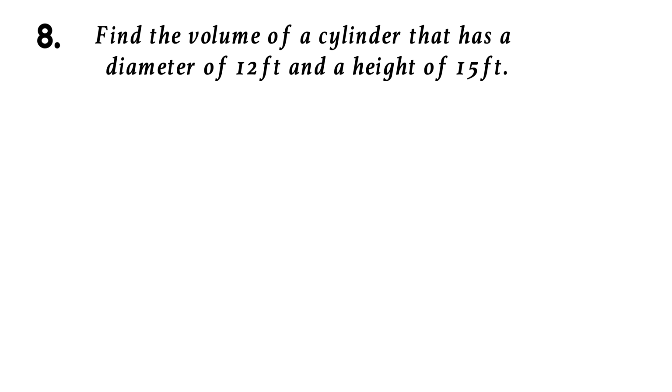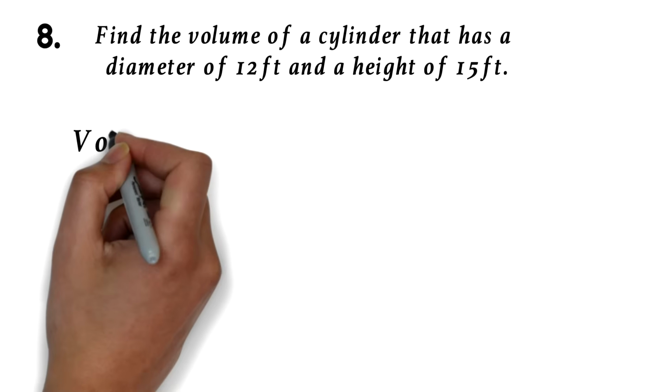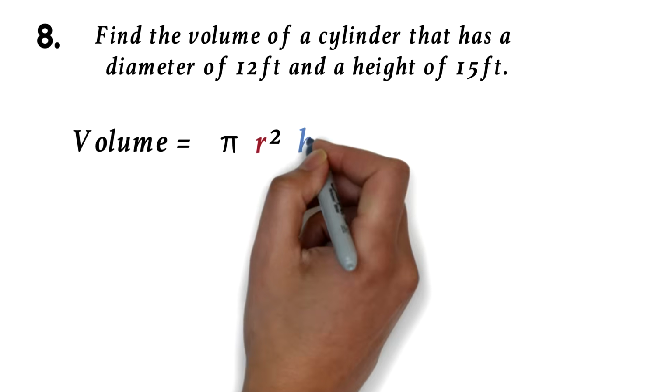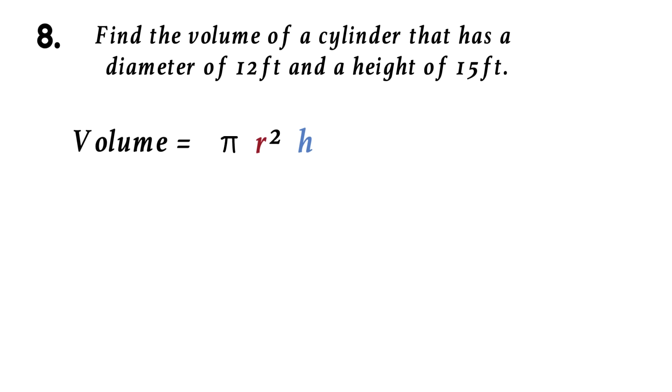Question 8. Find the volume of a cylinder that has a diameter of 12 feet and a height of 15 feet. A lot of the GED geometry questions are just formula work, and all the formulas will be given on the GED formula sheet, so no need to memorize it. It is good to be familiar with them, however, because they can increase your speed. Okay, so the formula for finding the volume of a cylinder is pi r squared h, where r is the radius and h is the height.